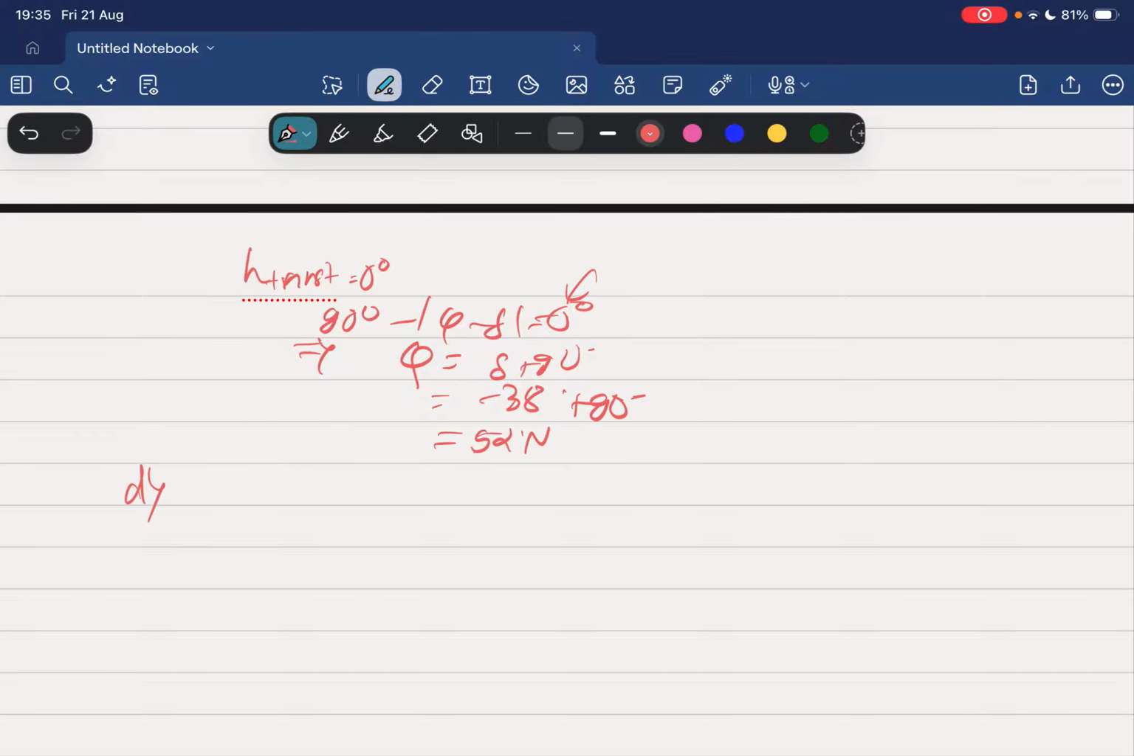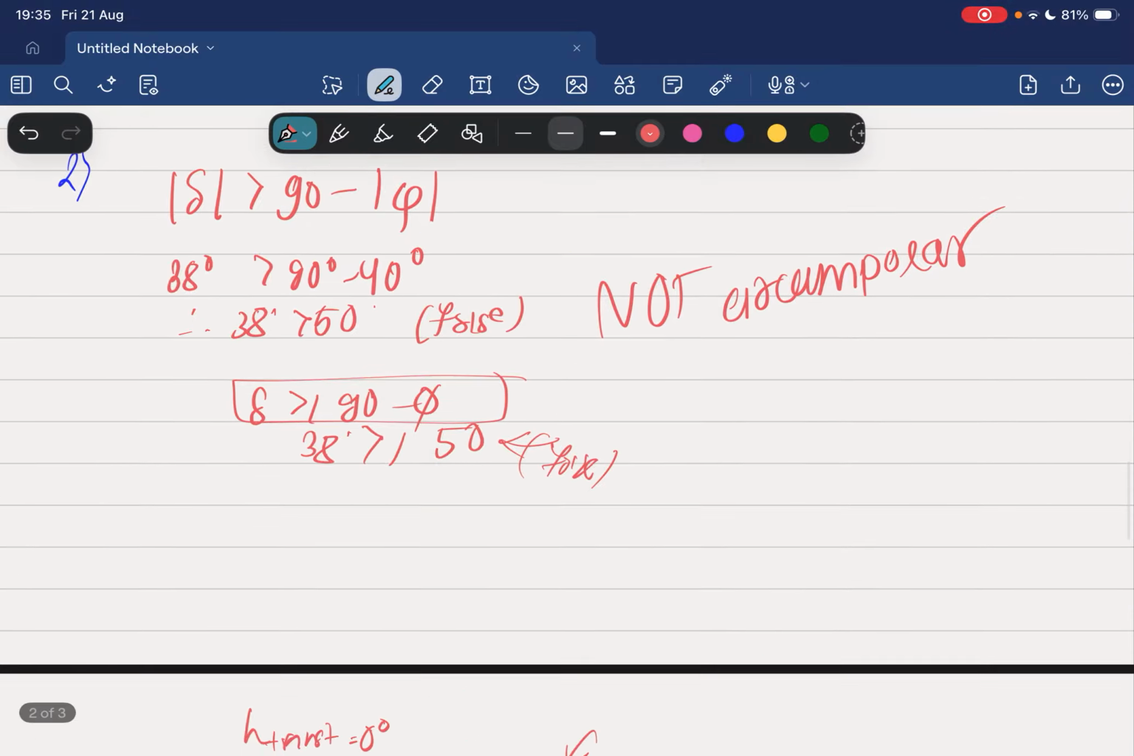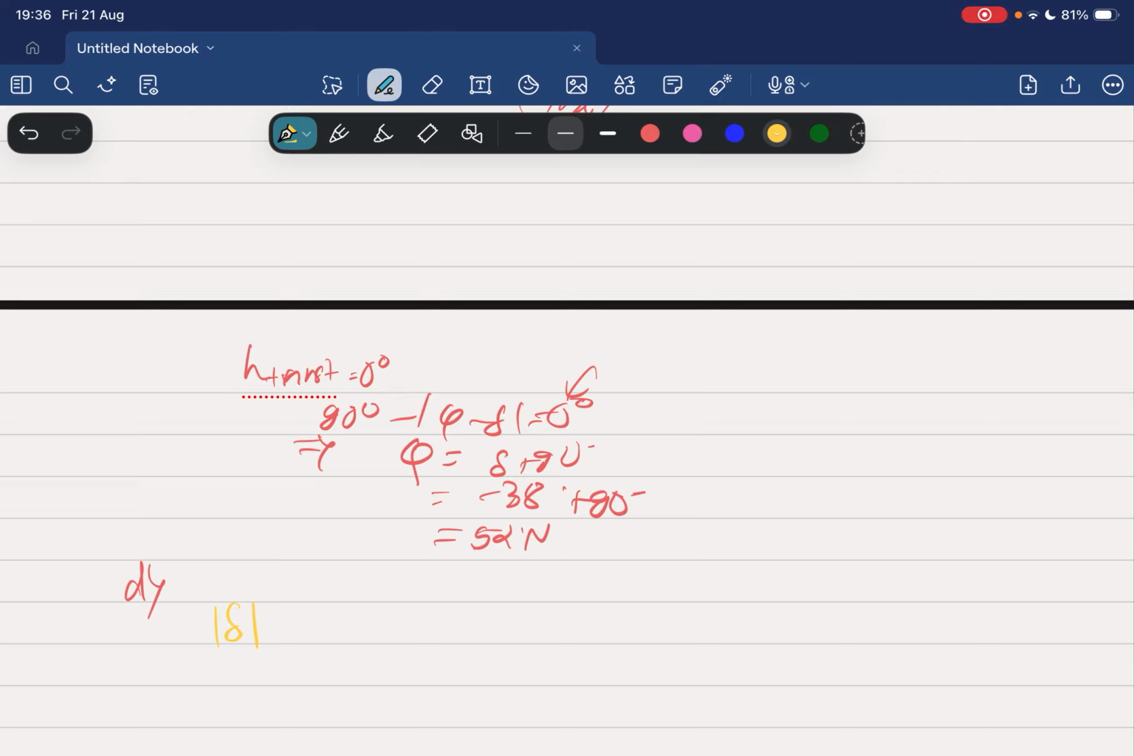What's question number D? Below what southern latitude does the star become circumpolar? So this is basically the circumpolar condition again, where we use the same formula, 90 minus phi. 38 degrees to be greater than 90 minus phi, phi would come as greater than 52 degrees. So yeah, the answer would be 52 degrees south, below it.